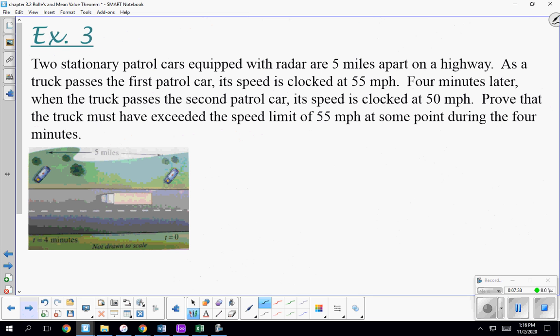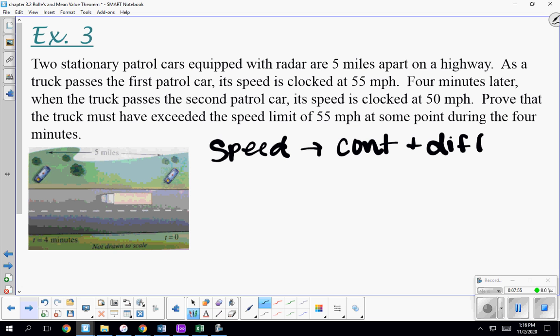Okay, so last example here, we have 2 patrol cars equipped. They're 5 miles apart. As the truck passes, its speed is 55. 4 minutes later, its speed is 50. Prove that the truck must have exceeded the speed limit. So first of all, we know the travel here is both continuous and differentiable because he's driving. So we know the mean value theorem applies, and the mean value theorem says the instantaneous rate of change must equal the average rate of change at least once.